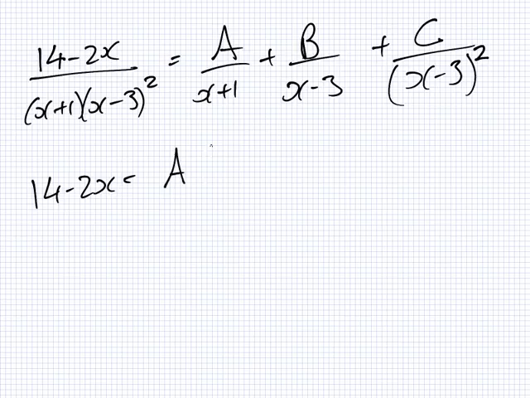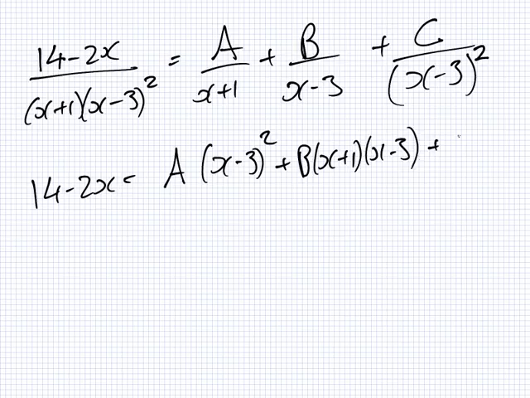So when we multiply, we should end up with this: a x minus 3 squared plus b x plus 1 x minus 3 plus c x plus 1. So first we'll say let x equal minus 1, so that would be minus 1 minus 3 is minus 4, squared, minus 4 squared is 16, and this here will be 16, so a is 1.